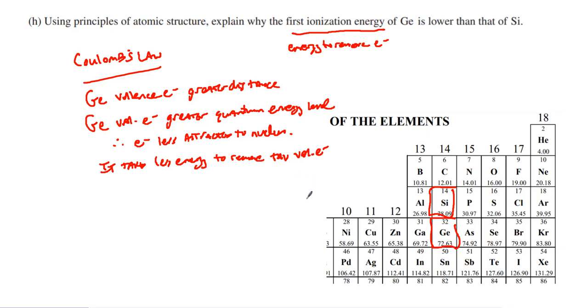And you can see silicon's valence electrons are closer to the nucleus. They're at a lower quantum energy level. They're more attracted to the nucleus because those electrons are closer, and so it takes more energy to remove these valence electrons. And so you may really have to work on giving a full response for that AP reviewer, but just go logical and it will work.